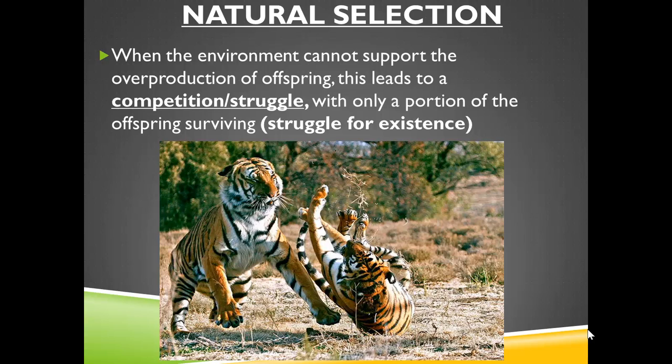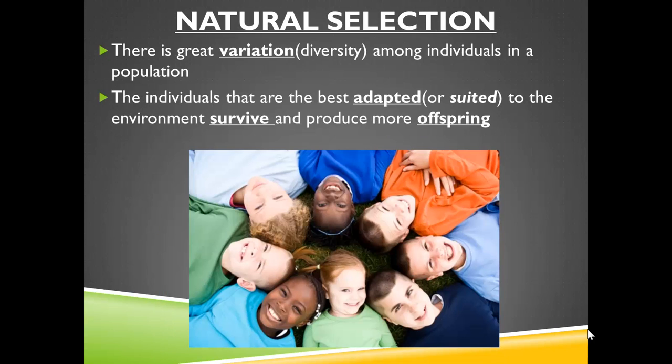When an environment cannot support the overproduction of offspring, this leads to a competition or a struggle with only a portion of offspring surviving. So basically it's a struggle for existence when there are limited resources like limited space, limited food, limited water, or limited mates you can reproduce with. It's going to be the survival of the fittest. There's going to be struggle, competition, and the strongest ones will be able to survive and reproduce.